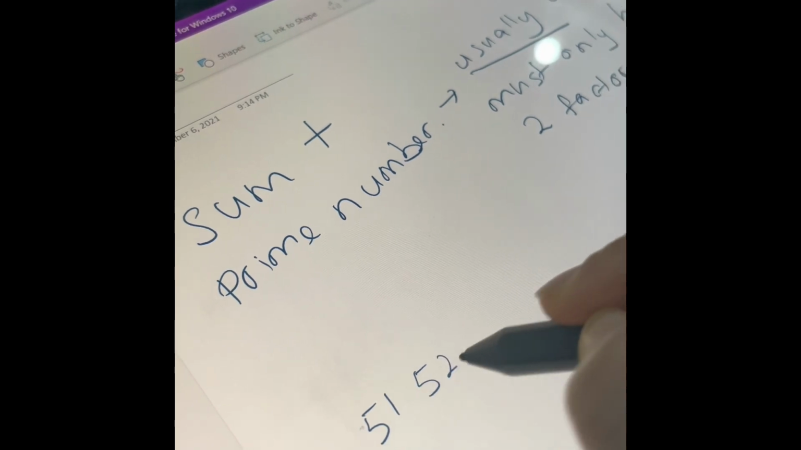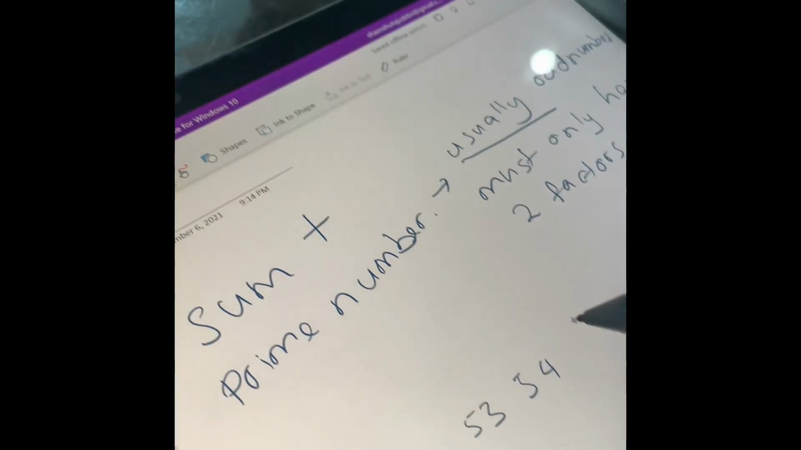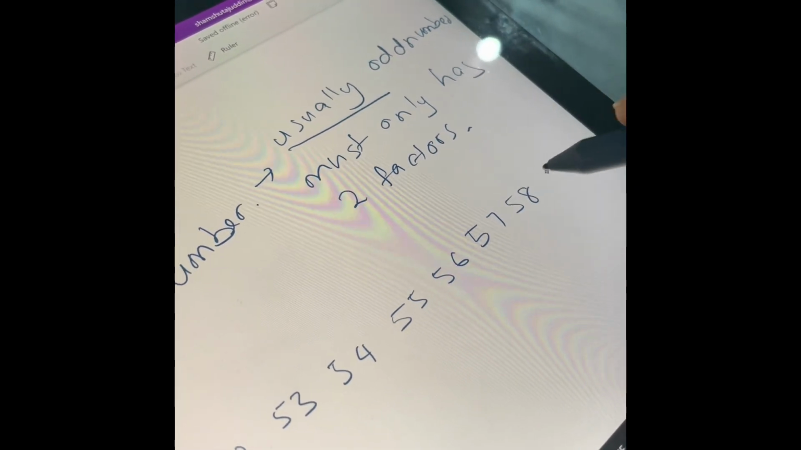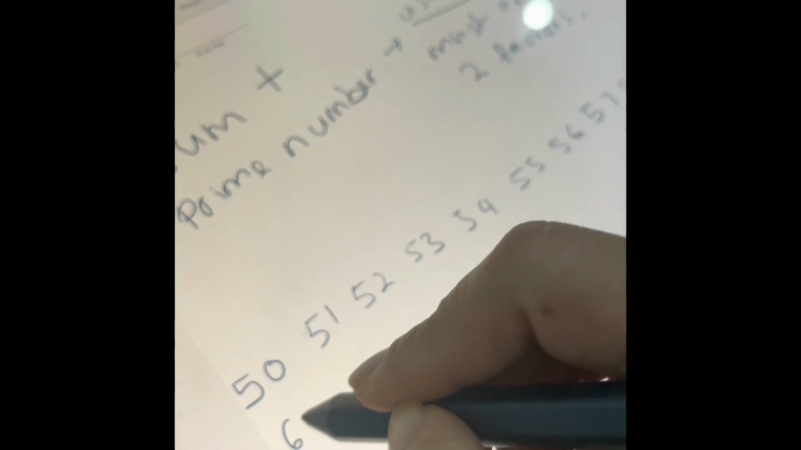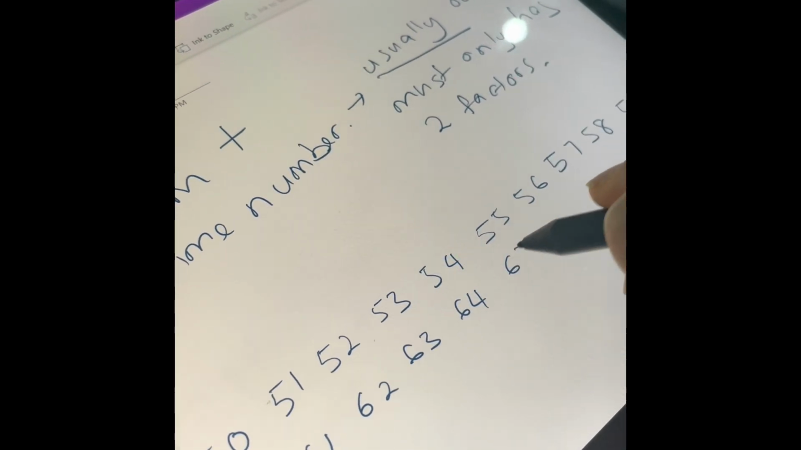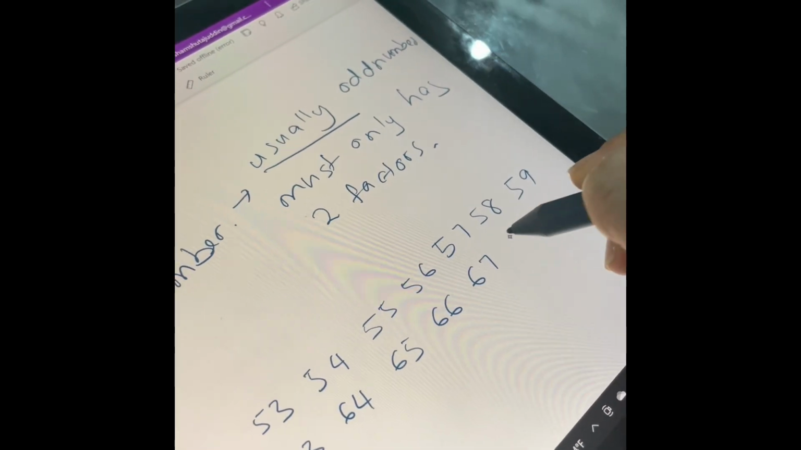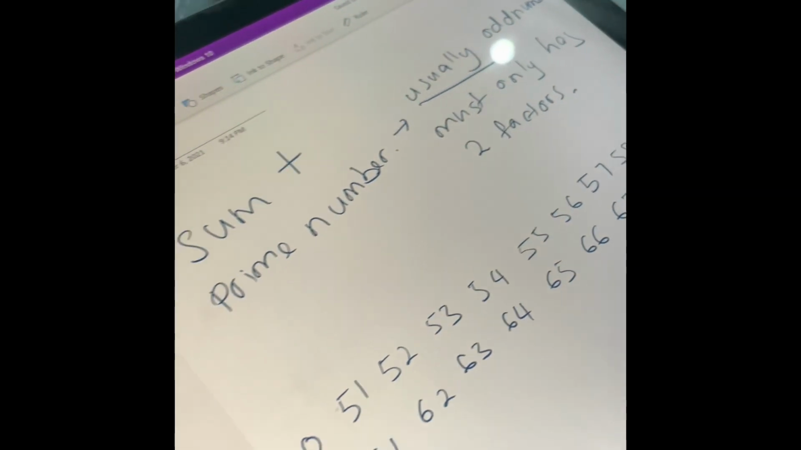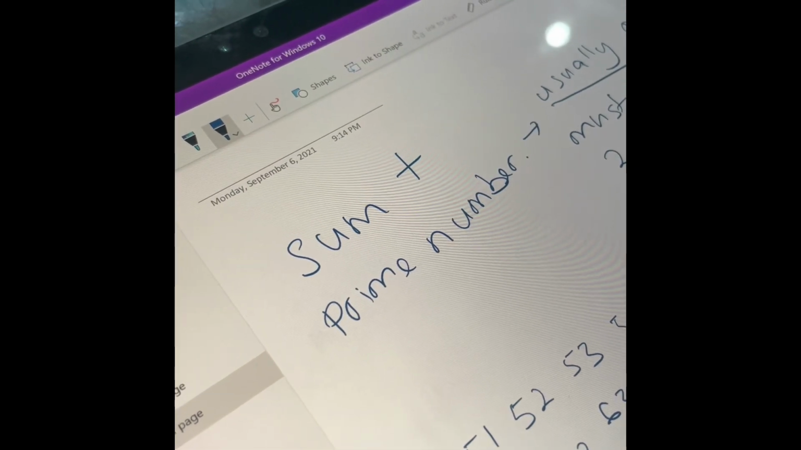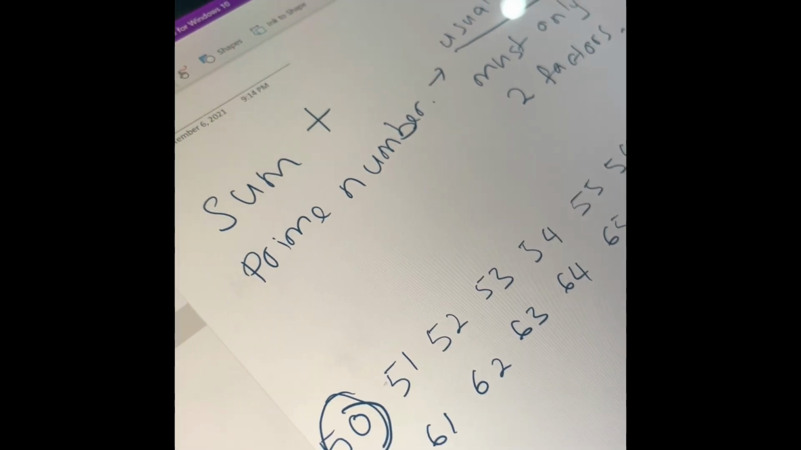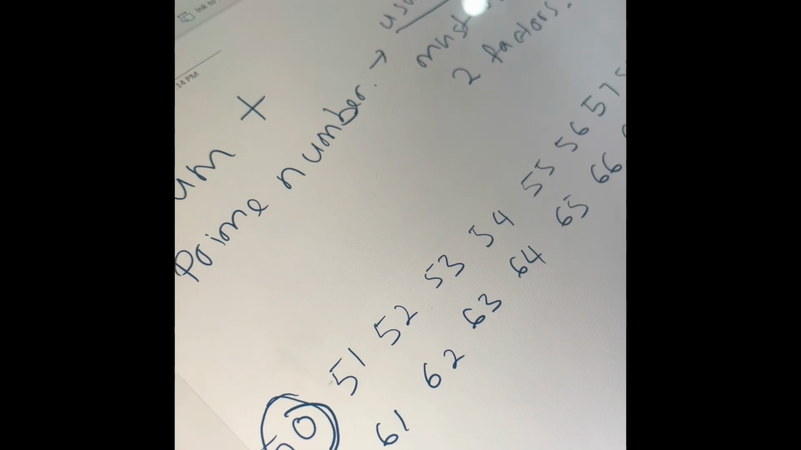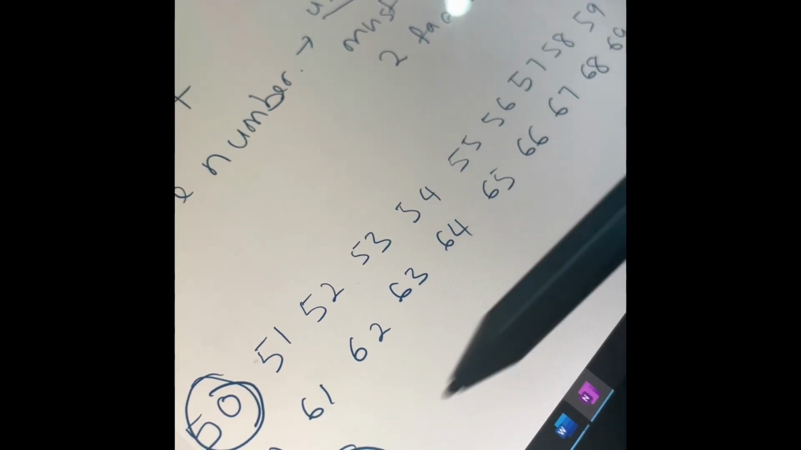So write out from 50 up to 70. 51, 52, 53, 54, 55, 56. But it says between, meaning 50 and 70 cannot be included. This one is excluded. So earlier we looked for prime numbers. Prime numbers, as the teacher said, are usually odd numbers. So we are going to cross all the even numbers here.